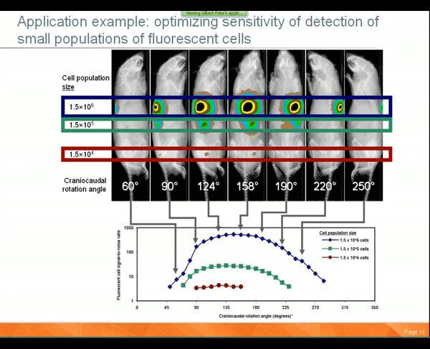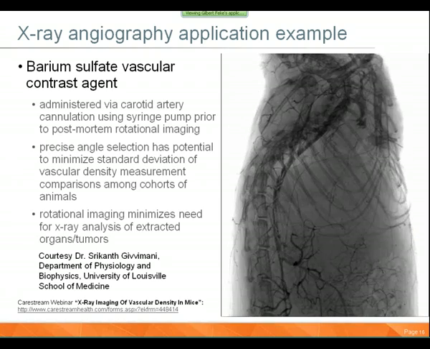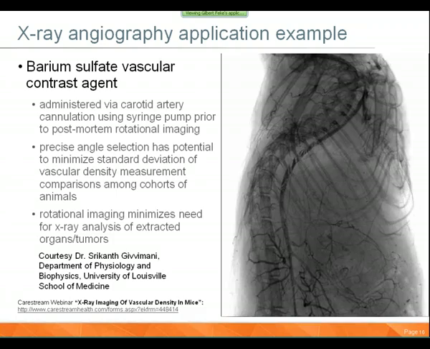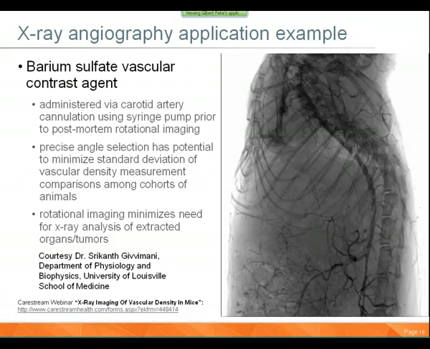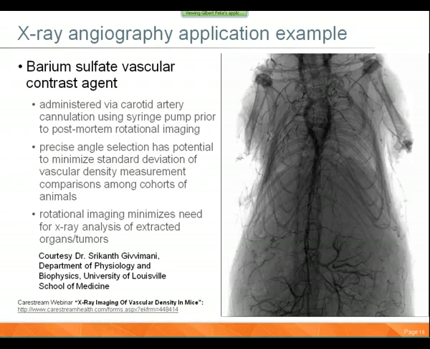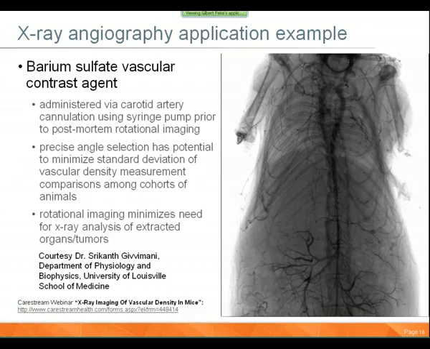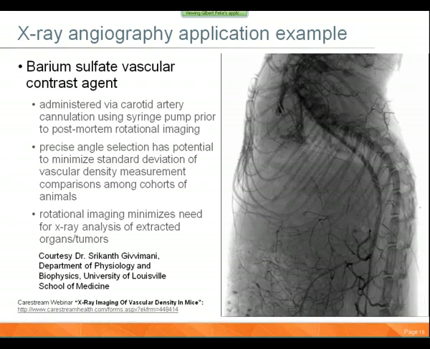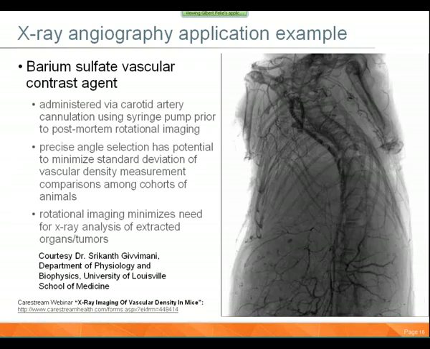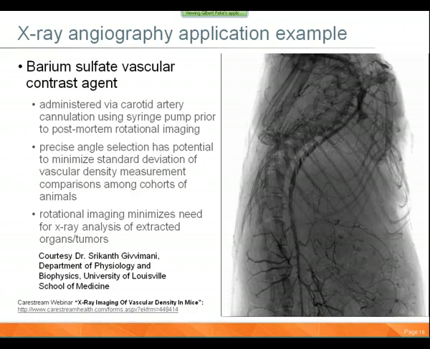Here's another example pertinent to X-ray angiography. A barium sulfate vascular contrast agent was administered via carotid artery cannulation using a syringe pump prior to post-mortem rotational imaging. The precise angle selection that MARS provides has the potential to minimize standard deviation of vascular density measurements comparisons across cohorts of animals. Rotational imaging minimizes the need for X-ray analysis of extracted organs and tumors.